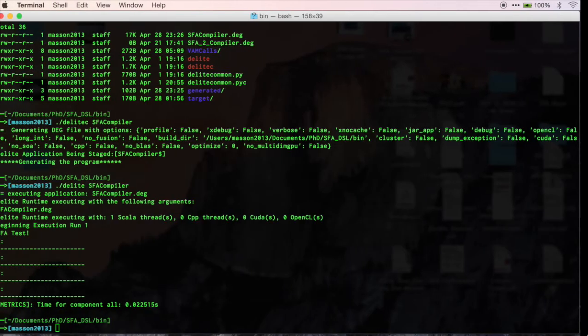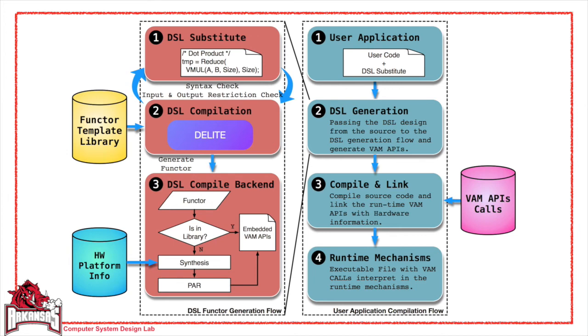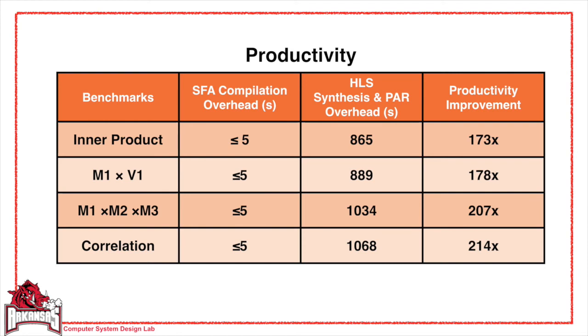Well, this is our demo. Let's go back to slides. This is the design flow I showed in the demo. The user application is written in the hthread programming model. We use the Delite framework as the front end to compile the DSL. So how did we do as far as the programmer is concerned? The table shows the productivity of our approach. Our compilation overhead is around 5 seconds, and here is our productivity improvement.